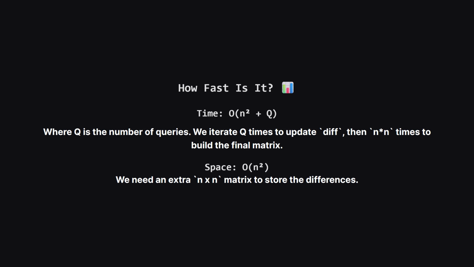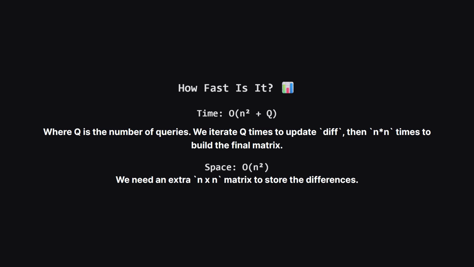For time complexity, we have two parts. First, processing all the queries. If there are Q queries, this takes time proportional to Q. Second, we have to build the final n by n matrix, which takes n squared time. So the total time is big O of n squared plus Q.